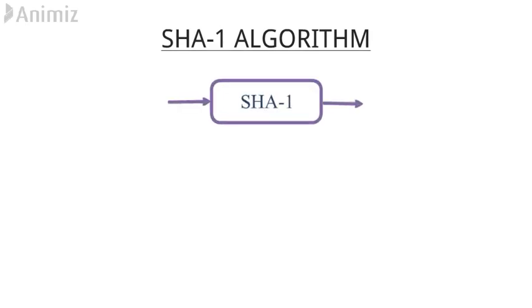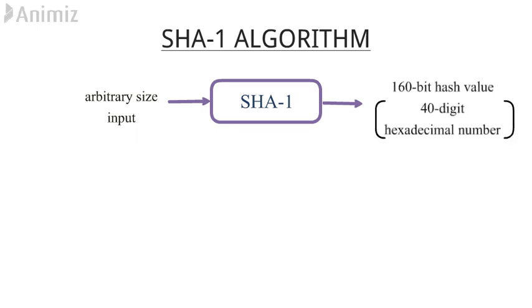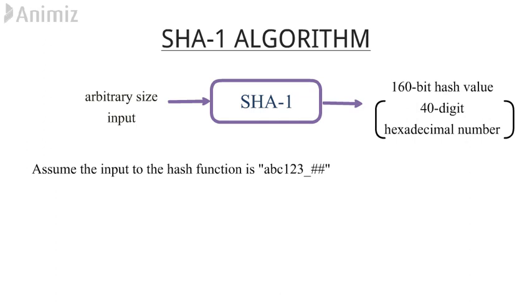Here we specifically discuss the algorithm of SHA-1. SHA-1 takes an arbitrary size input and produces 160-bit hash values known as a message digest, typically rendered as a hexadecimal number 40 digits long. Let us look at the algorithm along with an example. Assume the input to the hash function is abc123_##.